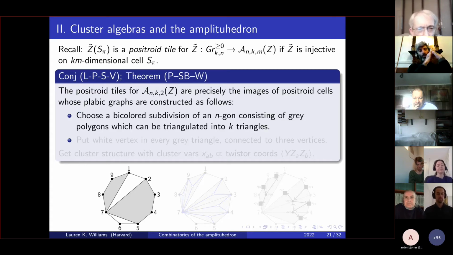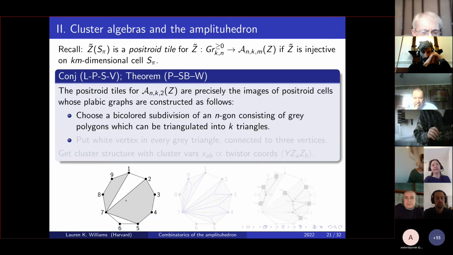So how do you do that? It's a combinatorial algorithm. To write down an arbitrary positroid tile, we do the following. You choose an n-gon, with vertices labeled 1 through n, and we choose a bicolored subdivision. That just means we're choosing a collection of gray polygons inside this n-gon, such that when you triangulate the gray polygons, you get a total of k triangles. And all vertices must be from the boundary of the n-gon. This picture over here is what we would call a bicolored subdivision.